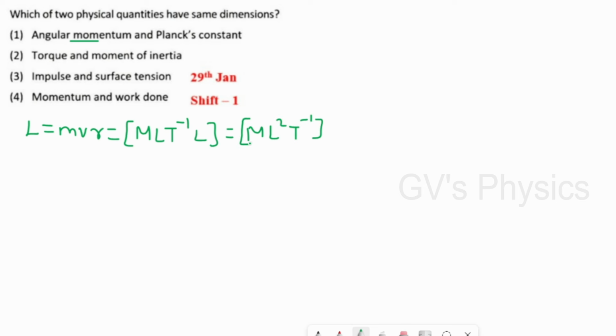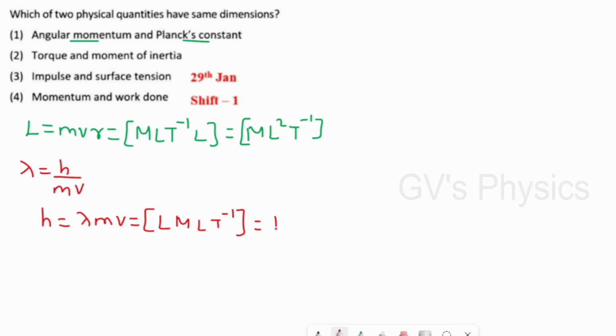So again we have to find the dimension for Planck's constant. So for Planck's constant, we can use the de Broglie wavelength, that is lambda is equal to h by mv, that is momentum. So we can reform this equation. So h is equal to lambda mv, where wavelength is a length, so comes under L. So for mass M and for velocity L T power minus 1. So that is equal to M L square T power minus 1. So you can see here the Planck's constant and angular momentum have the same dimension formula. So option 1 is the right answer.